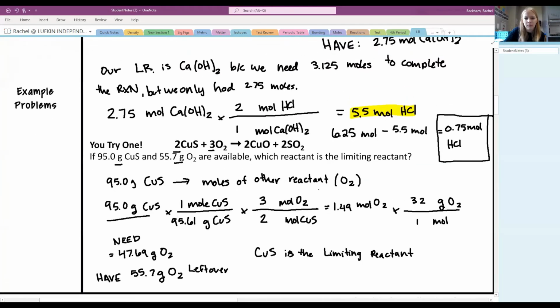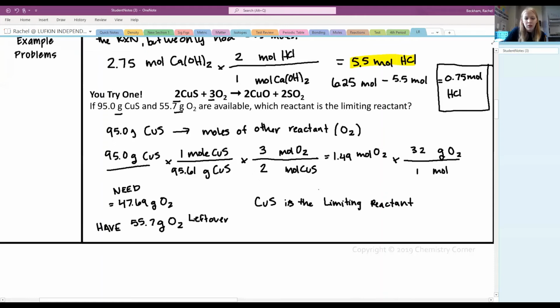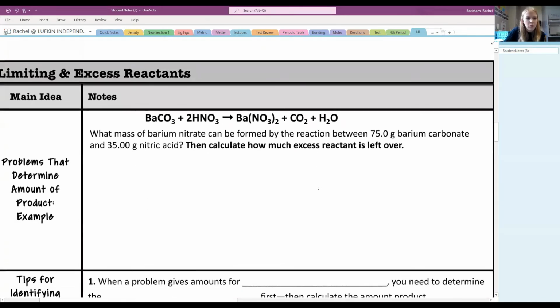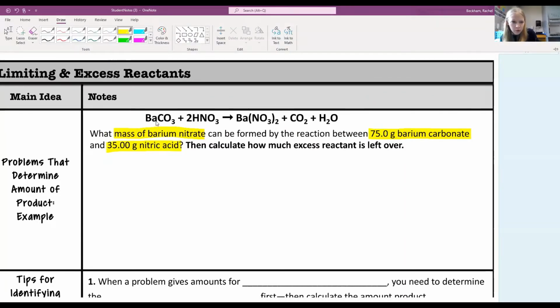Okay. All right, so we're going to flip to the back and do some more practice here. Okay. And thankfully, these are all written out for us. We're just going to read it together. What mass of barium nitrate can be formed by the reaction between 75 grams of barium carbonate and 35 grams of nitric acid?